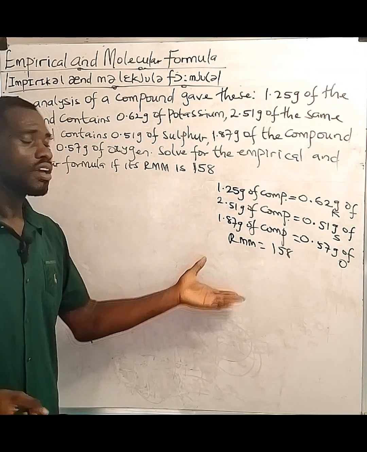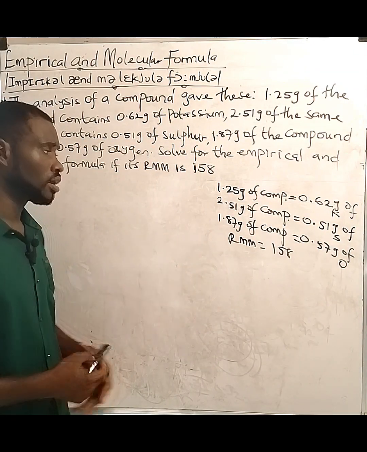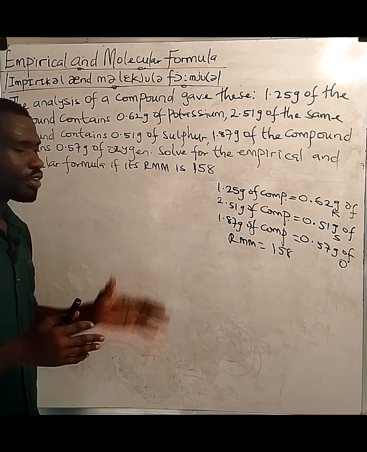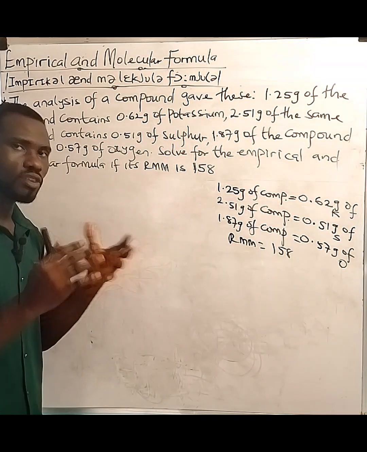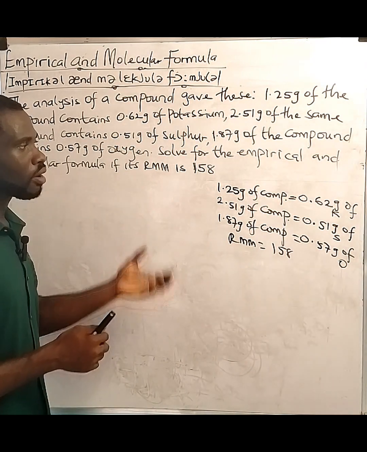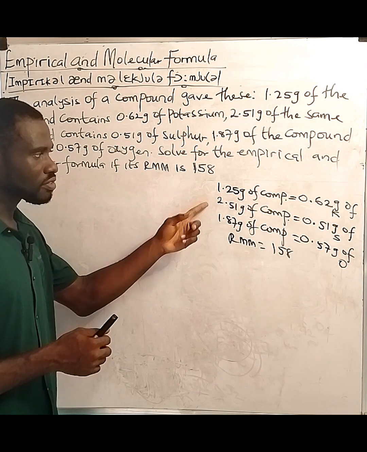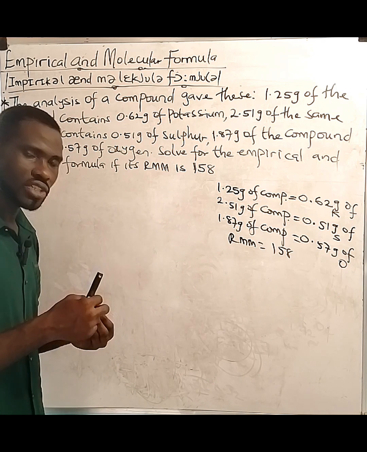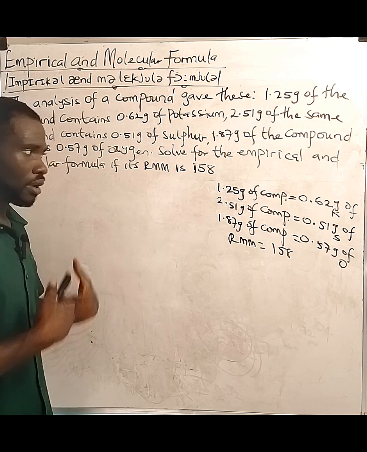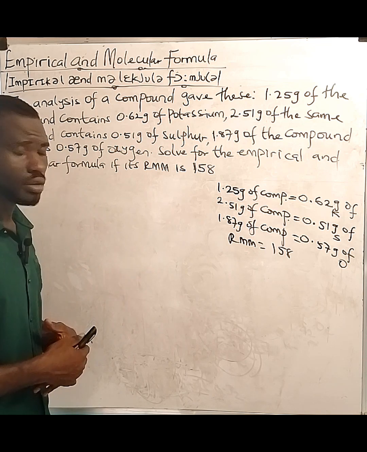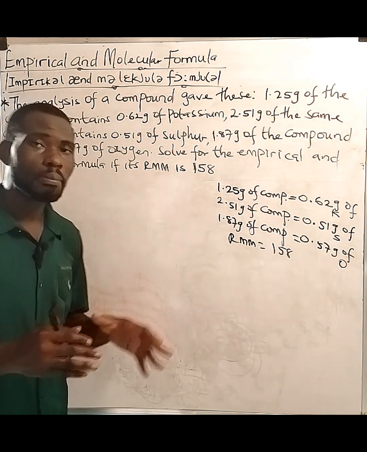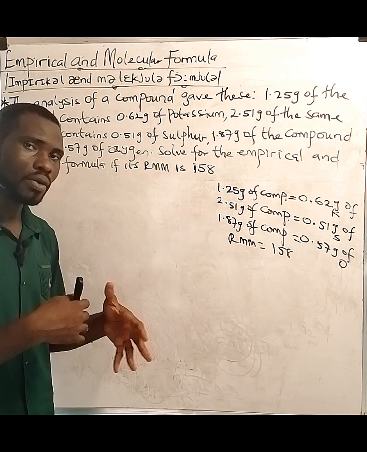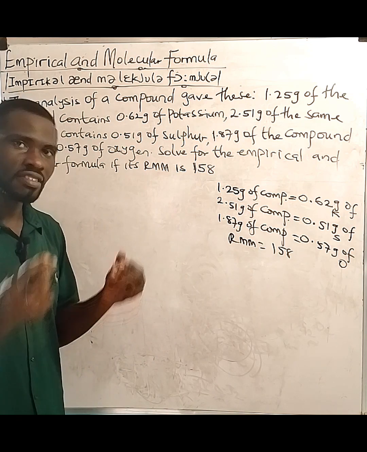So we have all we need stated out here. We're going to use all this to solve for empirical and molecular formula. The first thing we're going to do is to get the percentage composition of each of these elements in different samples of this compound. Don't forget, 1.25 gram, 2.51 gram, 1.87 gram of the same compound. The compound has not changed. That is where the law of definite proportion or constant composition comes in. Regardless of the samples of the compound or the method used in producing them, the samples contain the same proportion of elements that make them up.